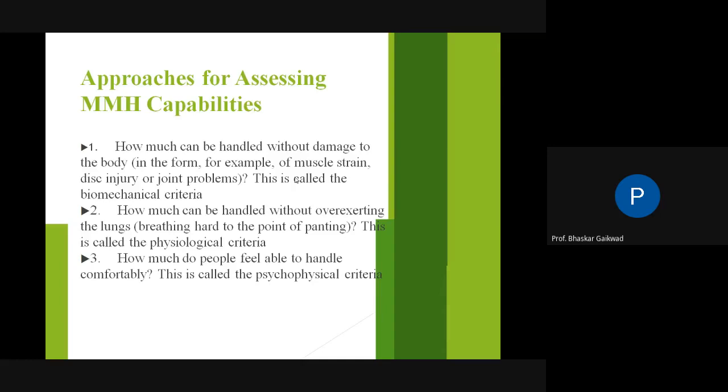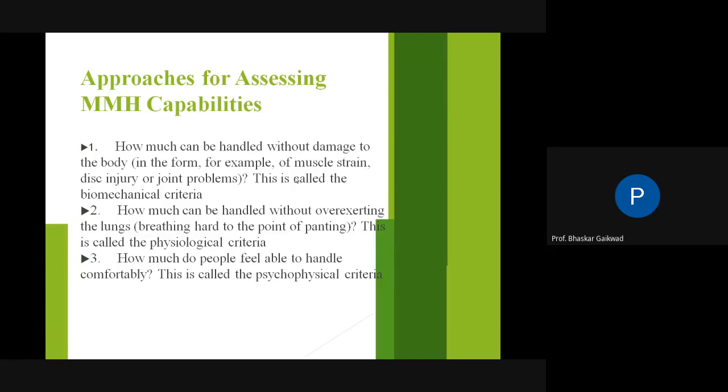Second point, how much can be handled without overexerting? Exertion will not be there, any other problems will not be there. So here the physiological criteria is there, means without breathing hard to the point of the loading problem. Then how much do the people feel able to handle comfortably?